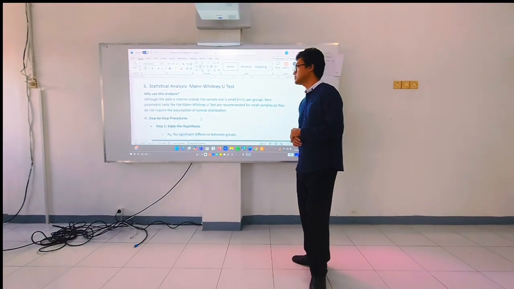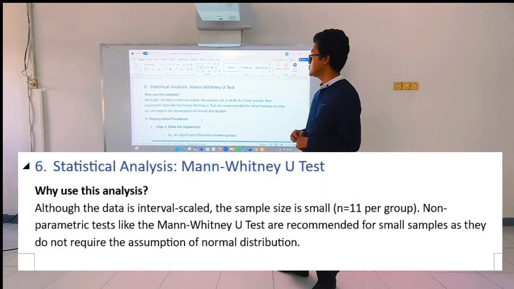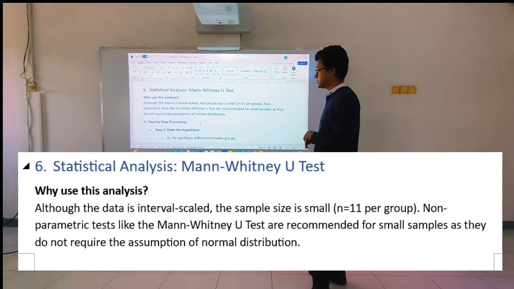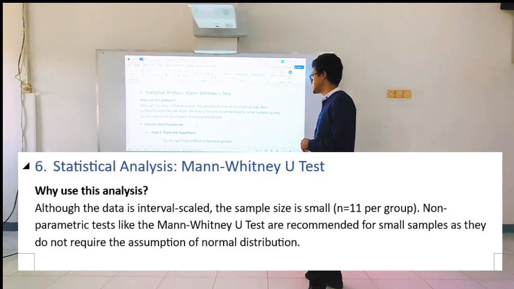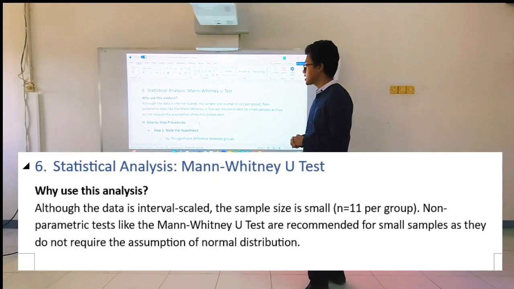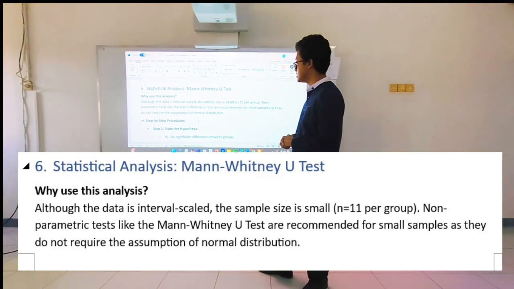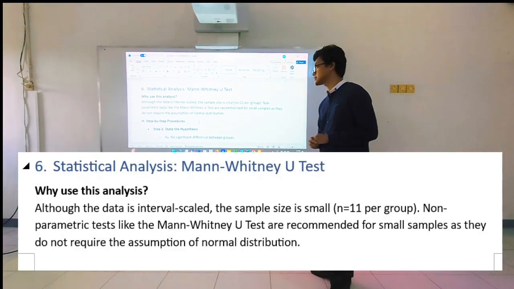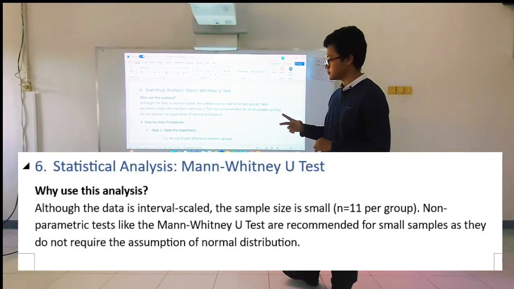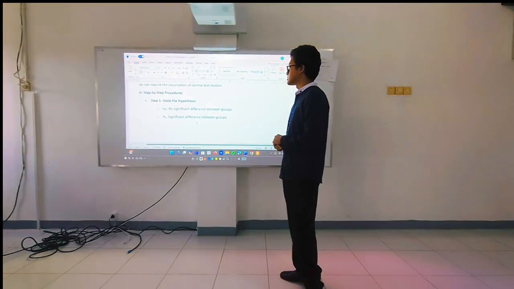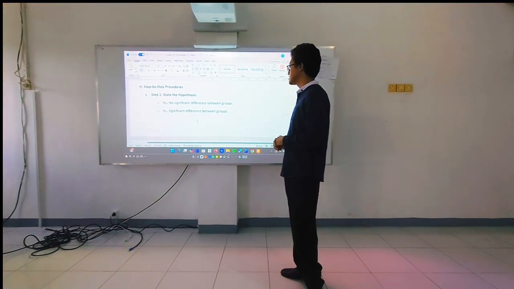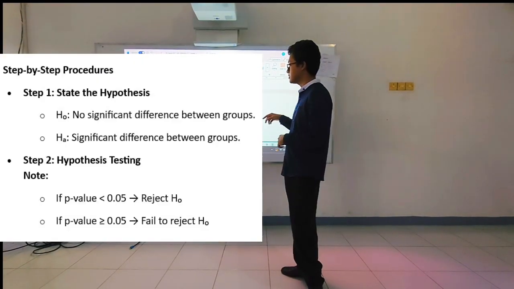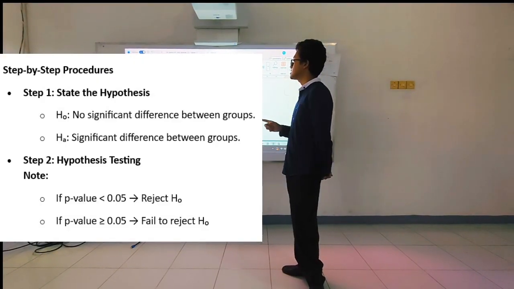Why are we using the Mann-Whitney test in this scenario? The data is on an interval scale, and the sample size is quite small, 11 per group. Non-parametric tests like the Mann-Whitney test are recommended for small samples as they do not require the assumption of normal distribution. The step by step: first, the hypothesis is stated. Next, as before, step 2 is hypothesis testing.